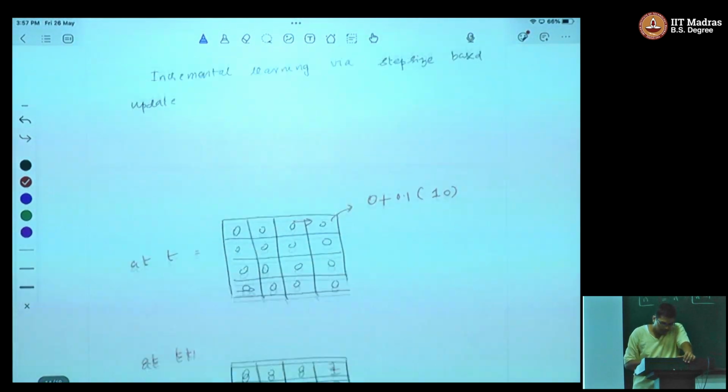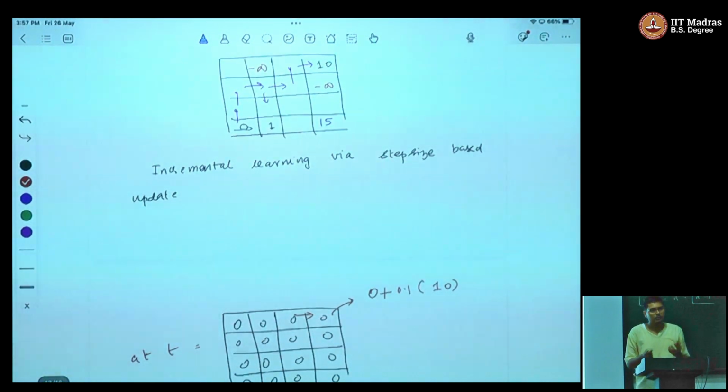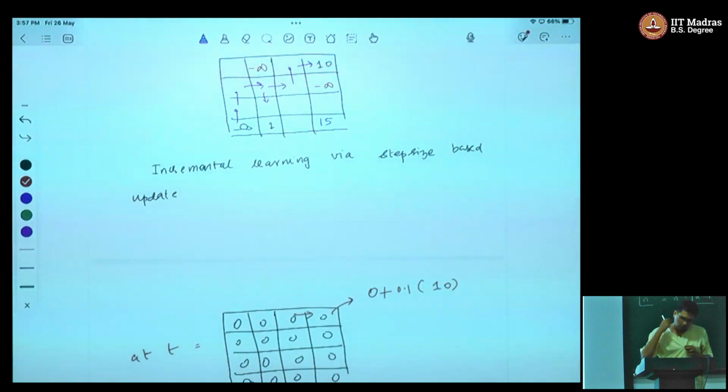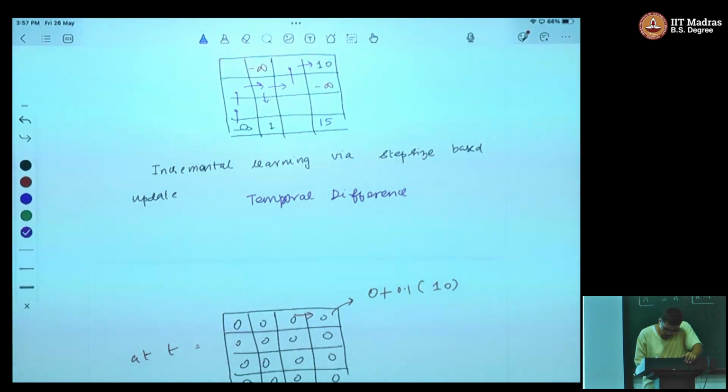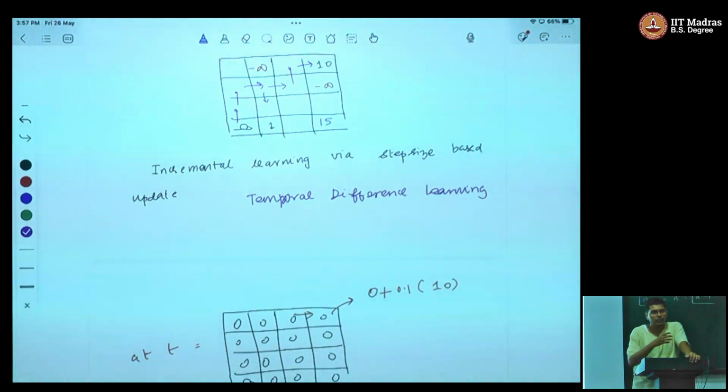And this happens via incremental step size based updates. Okay. So this is also something that you will learn under the name of temporal difference learning, right? I am not giving any keywords because you anyway have the full course, right? So the aim of this session was to convey the basic ideas without taking support of mathematics. Okay.